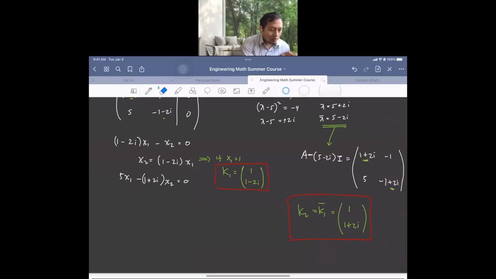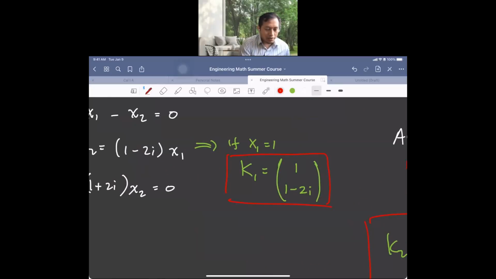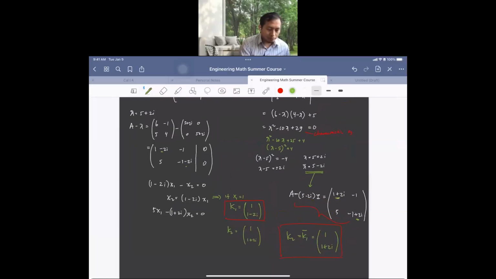Okay, so you don't really need to calculate or prove this part to find the eigenvectors. You can simply look at the first eigenvector, and then simply write that the second eigenvector should have a similar structure. So 1, but instead of 1 minus 2i, it has the conjugate, which is 1 plus 2i.